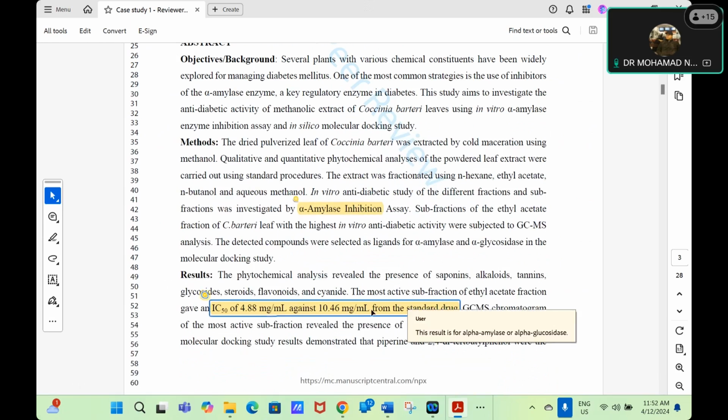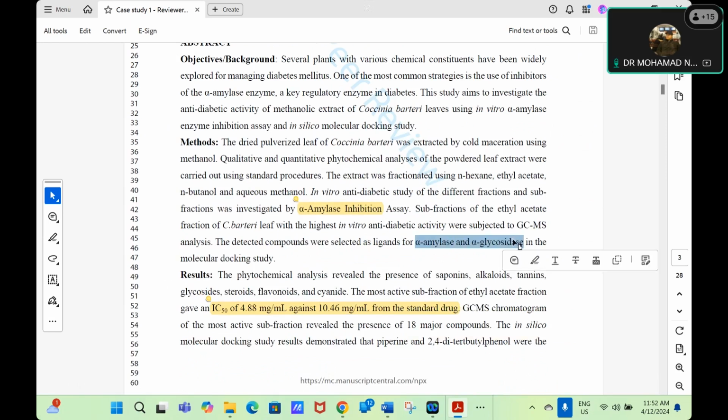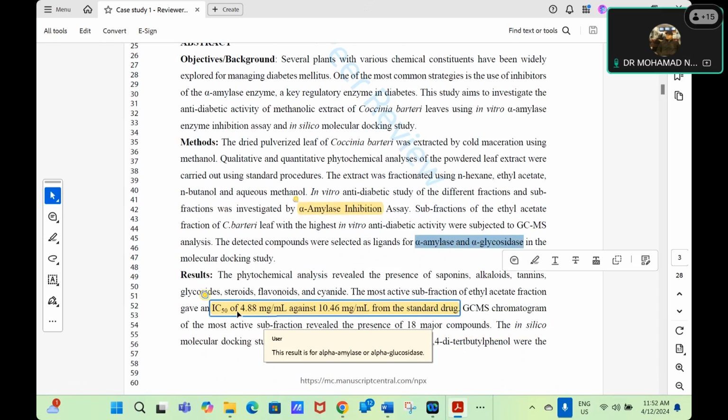So again, this one. In the results and discussion, they explain about alpha amylase and alpha glucosidase. This is an example. But here they mention the IC50 is 4.88 milligram per ml against 10.46 milligram per ml for the standard drug. They have a big question mark.